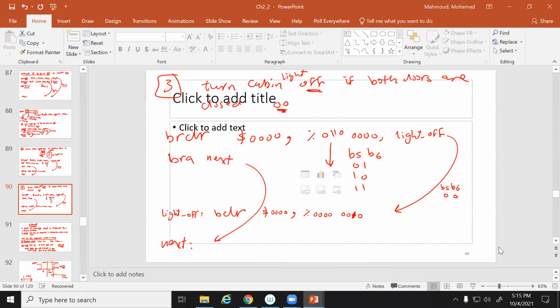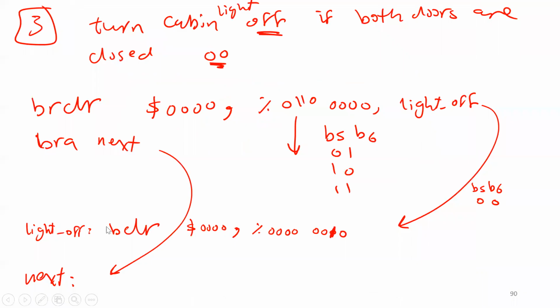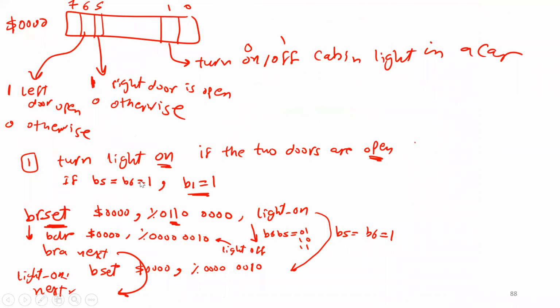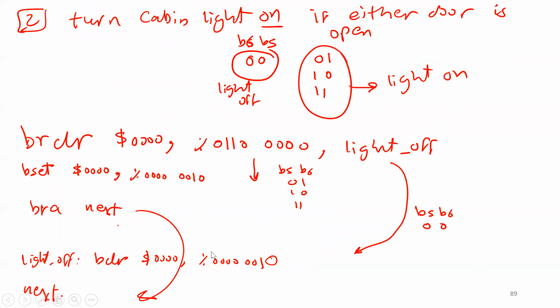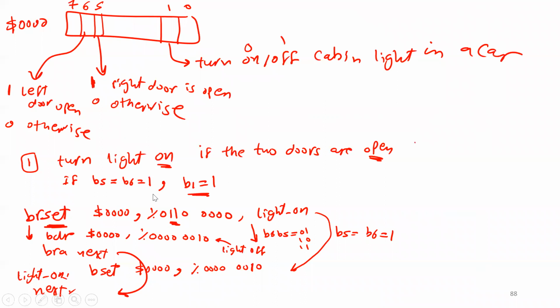Just give me 1 second. For example, here, if you put 0, you turn the cabin light off. You put 1, you turn the cabin light on. And here you check bit number 5. If it is 1, that means the right door is open. If bit number 6 is 1, that means the left door is open. I'm going to just give you 1 example, and then I'm going to tell you the next example next time, just to finish this part.